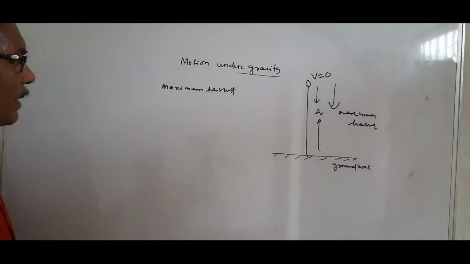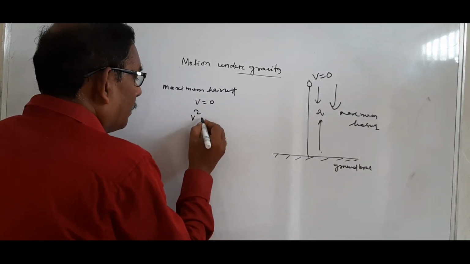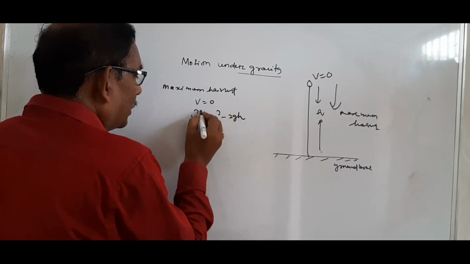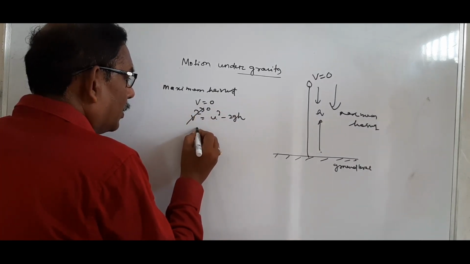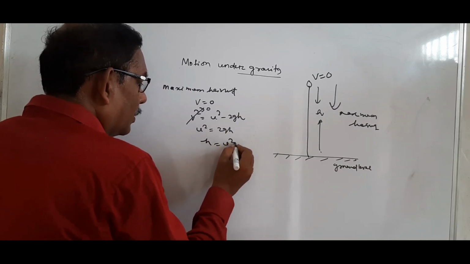Clear? At maximum height, v is equal to 0. So v square is equal to u square minus 2gh. Here v is equal to 0, which means u square is equal to 2gh, and h is equal to u square by 2g.